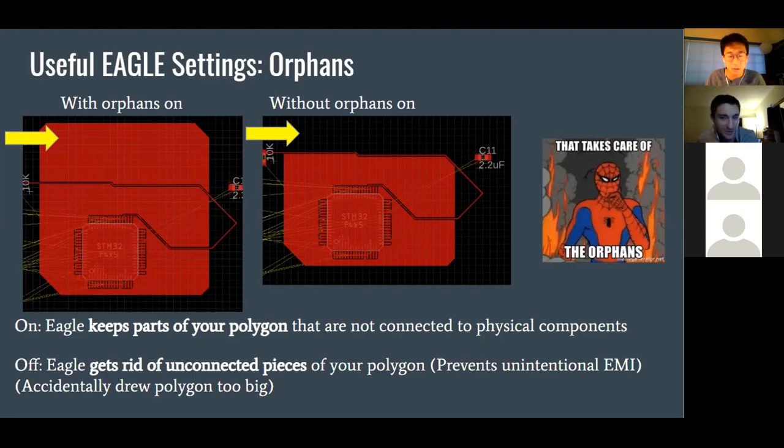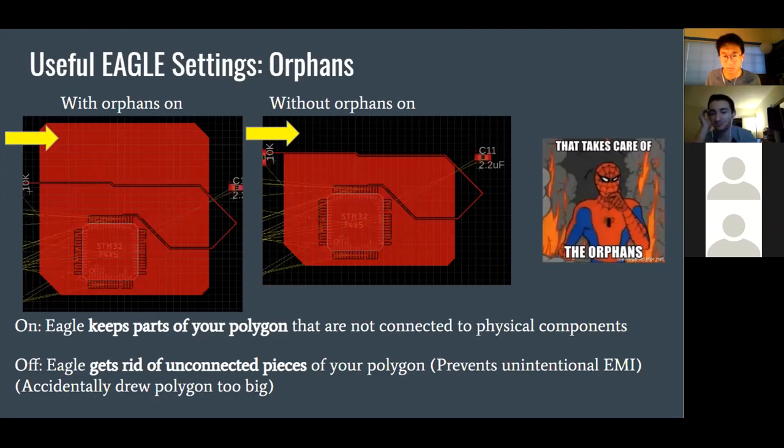You have to be careful when making your own polygons. If you're making your polygons first and you try to ratsnest without orphans on, it won't actually fill in the area because it doesn't have any physical connections in there. So basically, the reason the top disappeared is because it's not connected to any other actual component, while the bottom portion is connected to ground.